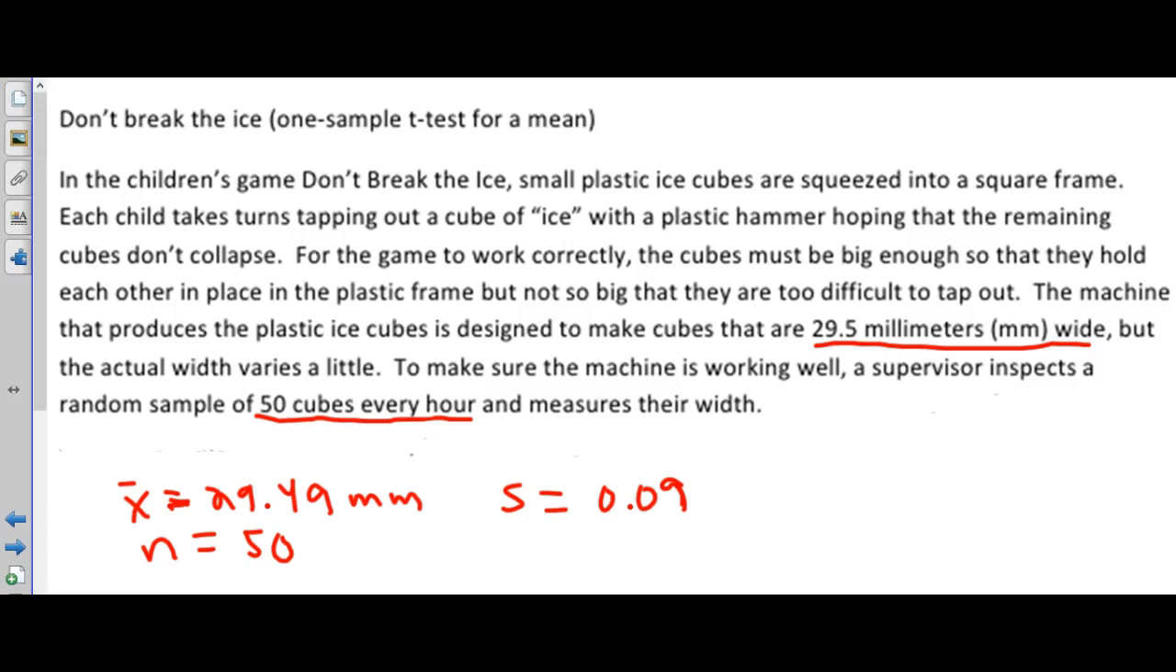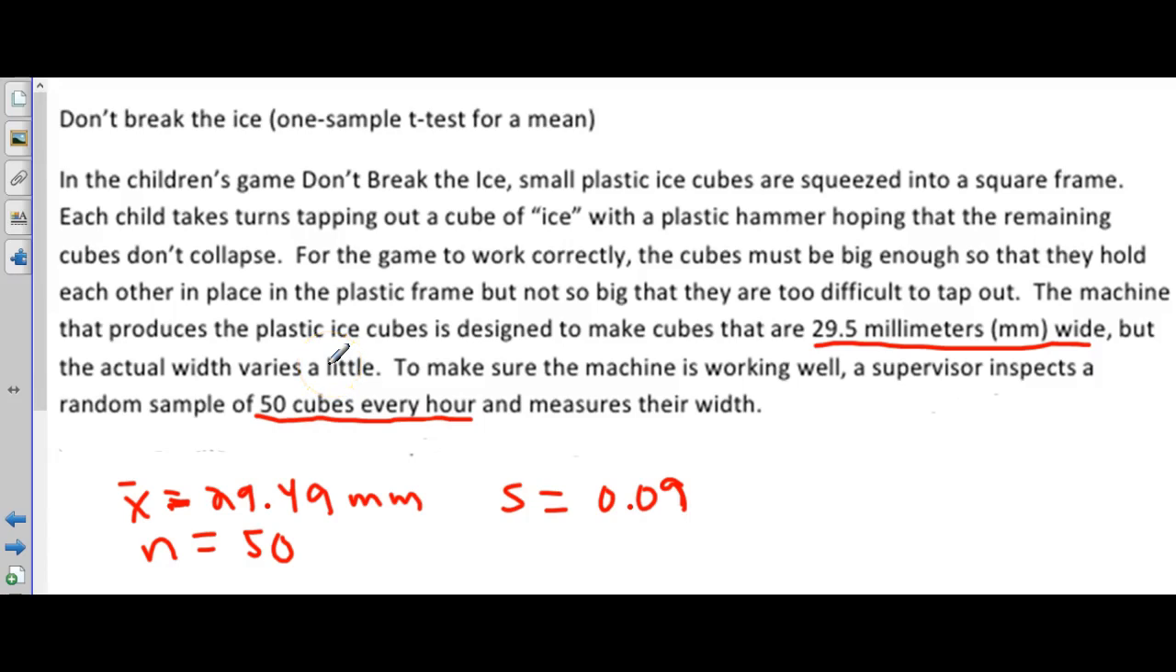We don't want them to be too big. It'll make it too tight and hard to get the cubes out. And we don't want the cubes to be too small because then they'll fall apart and won't even work to fit in the frame. So the plastic cubes are designed to be made 29.5 millimeters wide, but obviously there's going to be a little bit of variability.